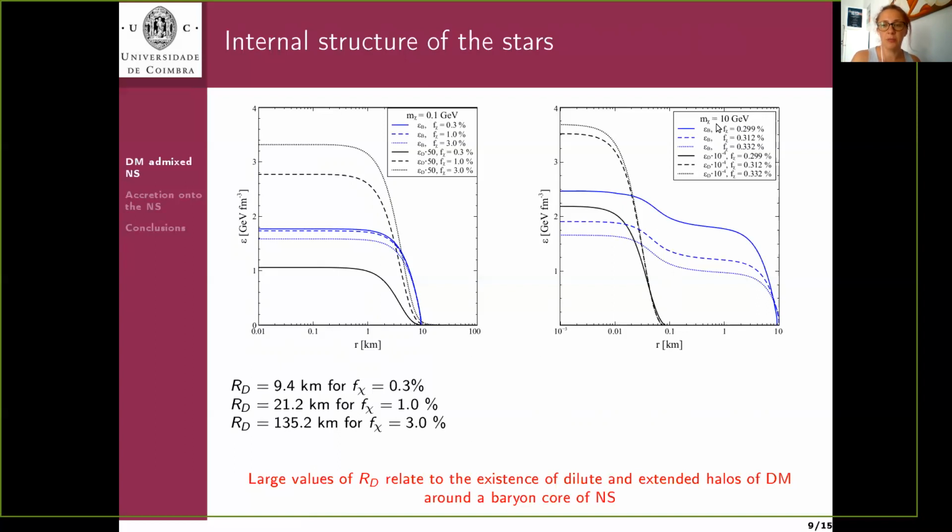For example, if we take a look on the right, we have a plot for the mass equal to 10 GeV. We see that the baryon component vanishes at 10 kilometers, the visible size of the star, and the dark matter component vanishes at around 100 meters, which makes us conclude that heavy dark matter particles create a very dense core inside the neutron star, while low mass particles create extended halos around the star.